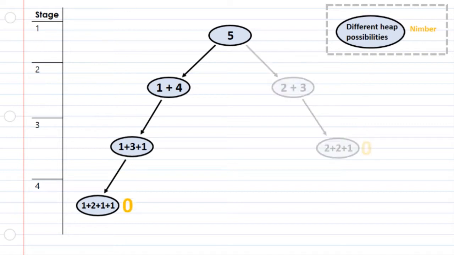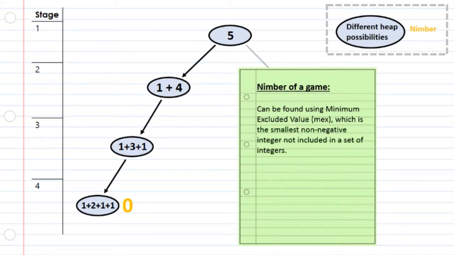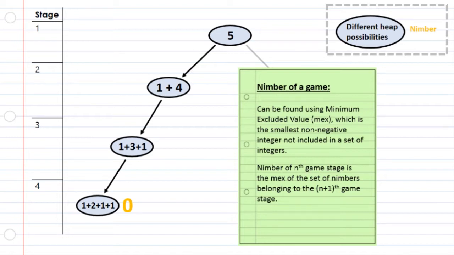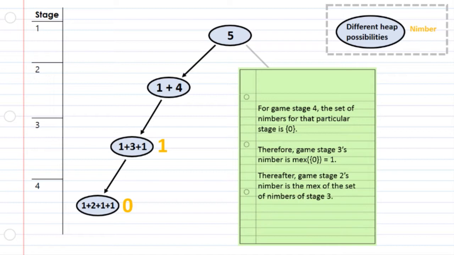Let's focus on the left branch first. Let's look at the third game stage. The number of a game position can be found using the minimum excluded value, or MEX, which is the smallest non-negative integer not included in a set of integers. In this case, the number of the nth game stage is the MEX of the set of numbers belonging to the n plus 1th game stage. For game stage 4, the set of numbers for the game stage is 0. Therefore, game stage 3's number is MEX of 0, which equals 1. Thereafter, game stage 2's number is the MEX of the set of numbers of the third game stage. Hence, for this game stage, its number is 0.